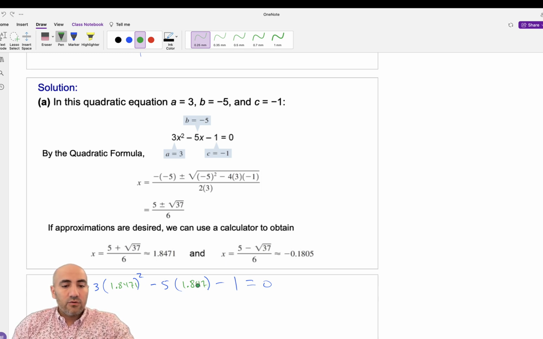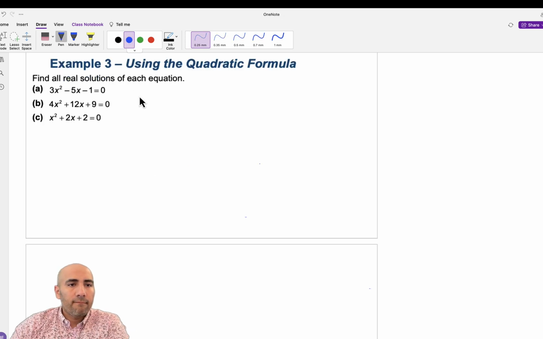On the other hand, if you also plug in negative 0.1805 and negative 0.1805, that should also give you a true statement. Keep in mind that this is a rounded value, so this won't exactly be equal to 0, but pretty close, enough to convince you that you have a good answer. Okay, now let's take a look at the second one.